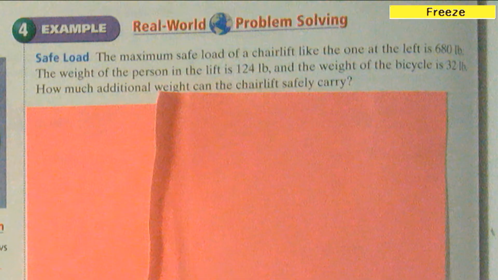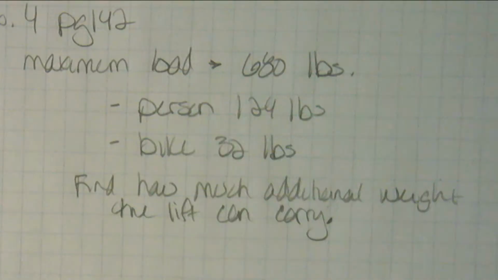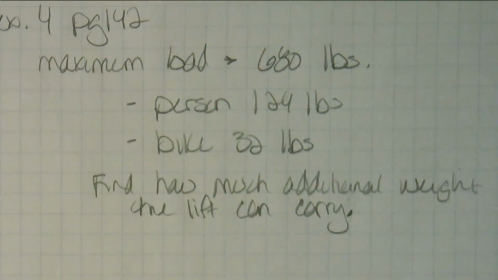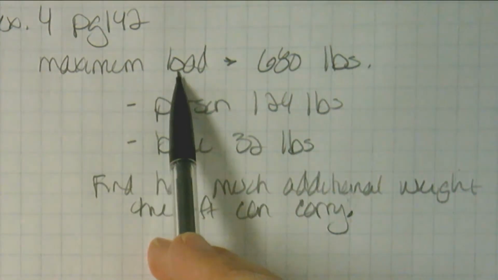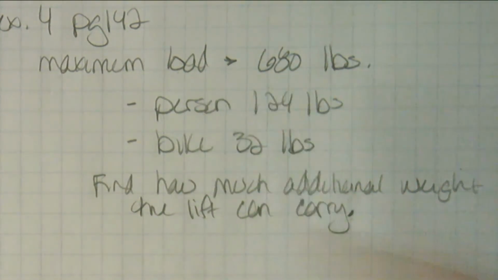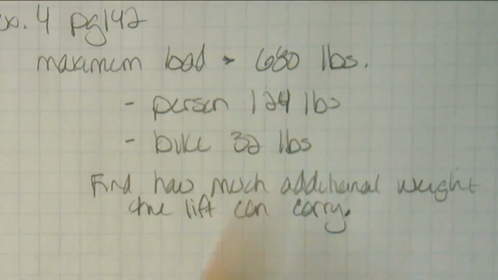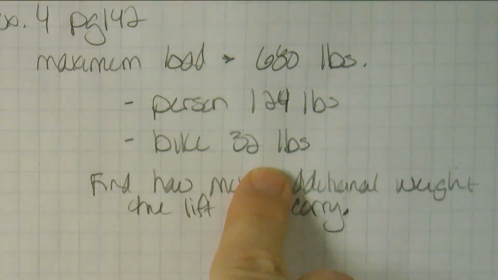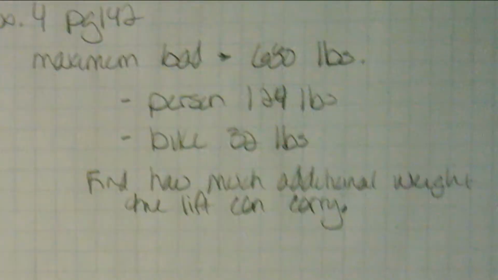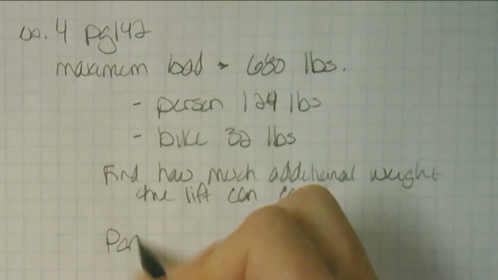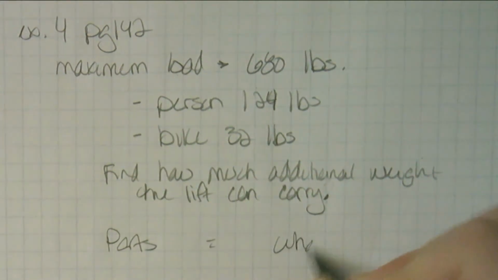Okay, so let's talk a little bit about this. I'm going to put up what I have. This is kind of a bullet point list of what they've told us. They told us the maximum load of the chairlift is 680 pounds. It says that the guy that's on there is 124 pounds. The bike is 32 pounds. We want to know how much additional weight. Okay, so parts equal to our whole.